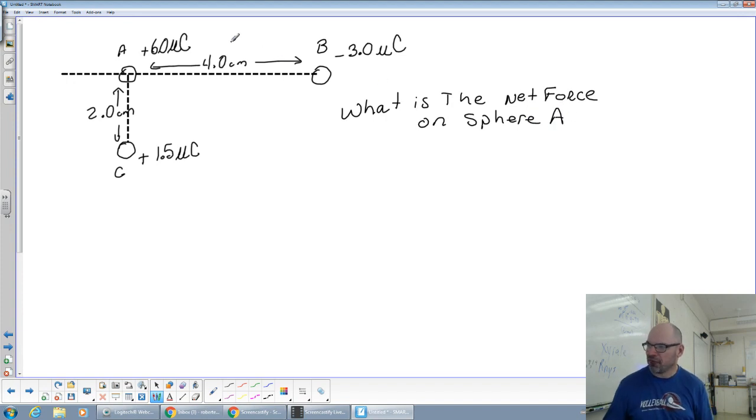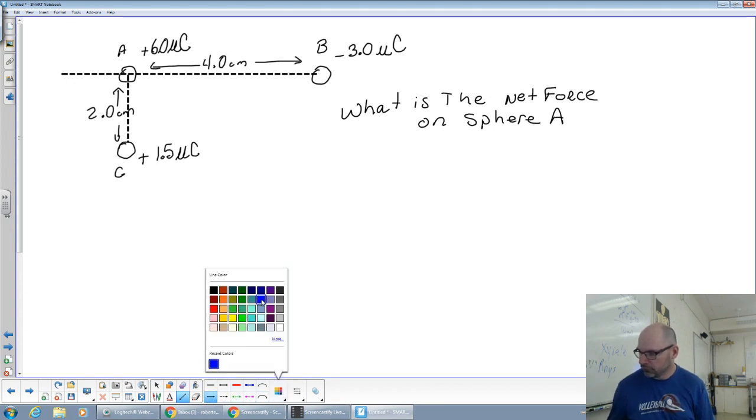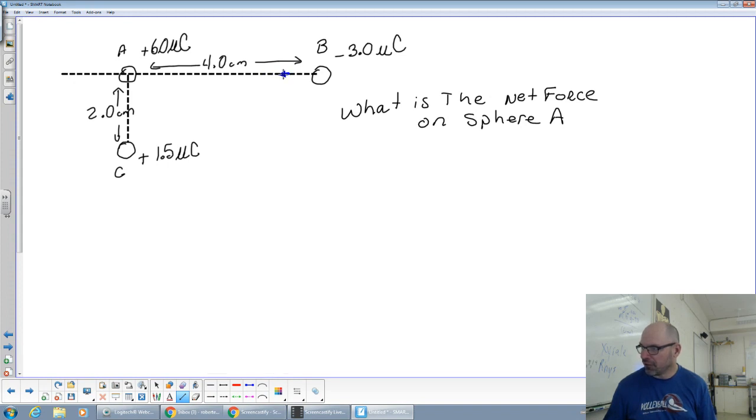Okay, so we've got a force along this dotted line that we drew here. We'll put it in blue. Let's actually use a little arrow here. So now, there's attraction. So B is going to pull A towards it. So it's not going to go that way. It's going to go the other way, right?